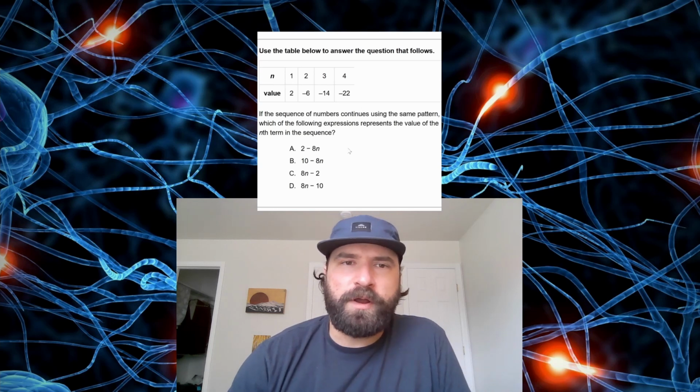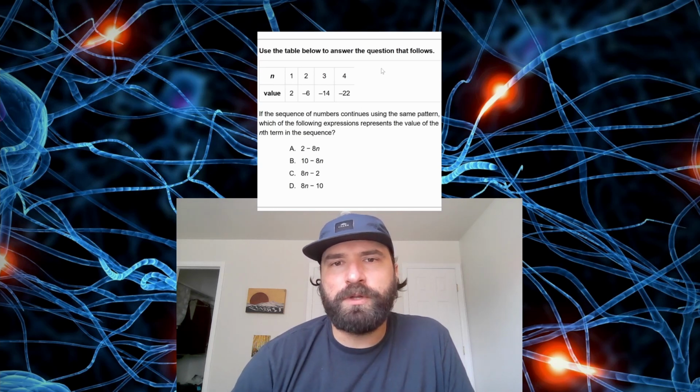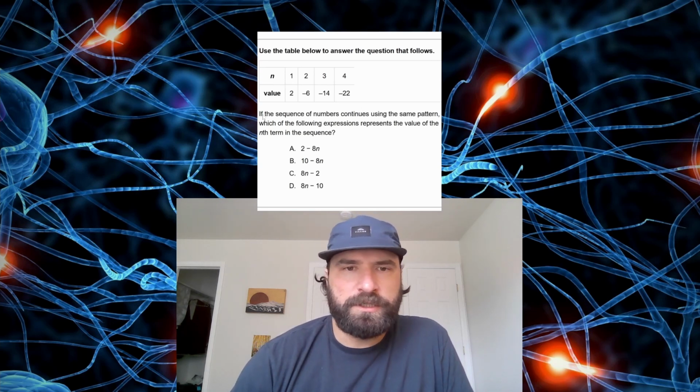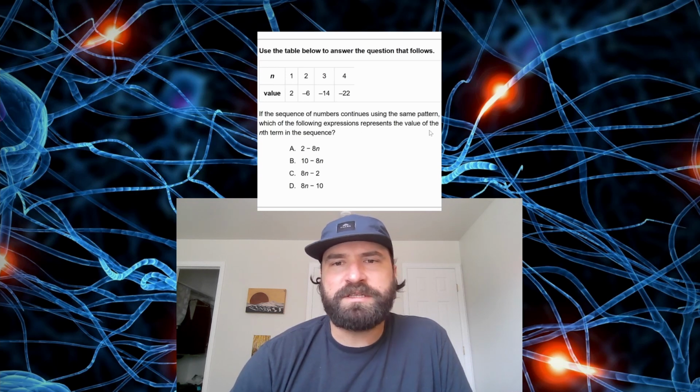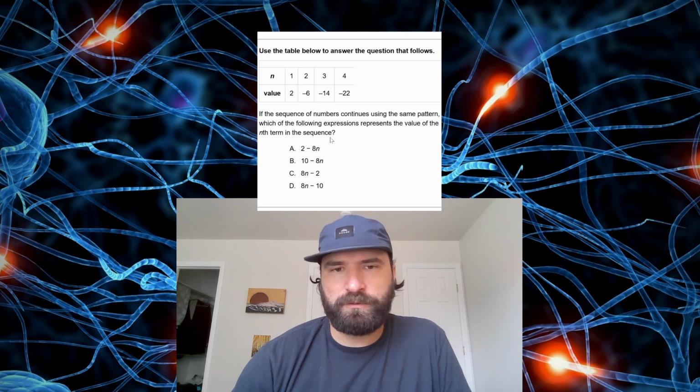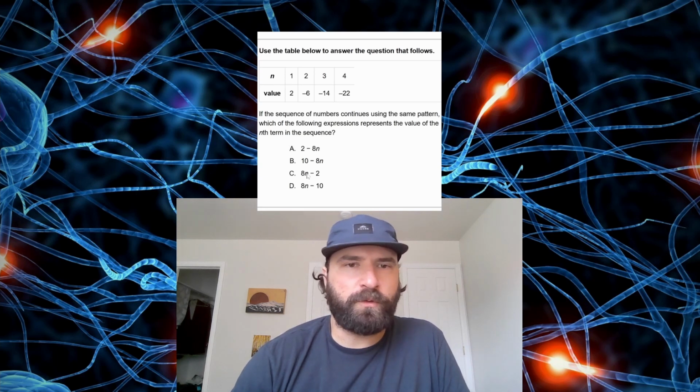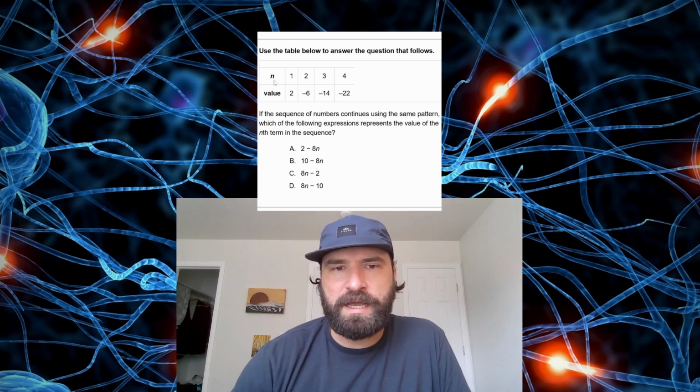All right, let's run through another MTEL question. This one says, use the table below to answer the question that follows. If the sequence of numbers continues using the same pattern, which of the following expressions represents the value of the nth term in the sequence? And they're giving us 4 different equations that all contain n and presumably equal the value.